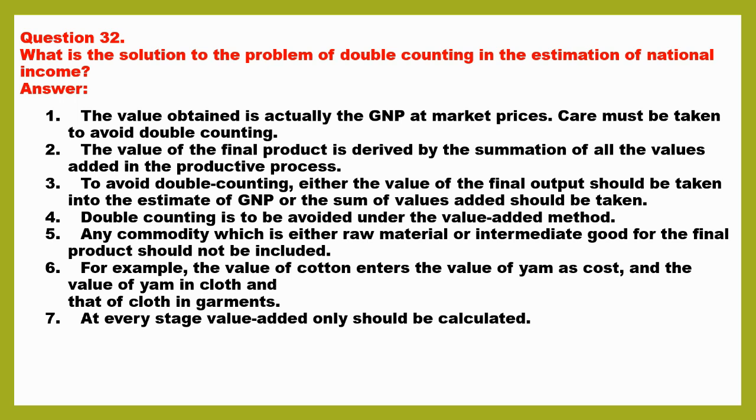Next question is, what is the solution to the problem of double counting in estimation of national income? So let's discuss. In the value obtained, actually the GNP at market price, care must be taken to avoid double counting. First, what is double counting? Any commodity which is either raw material or intermediate goods for the final production should not be included. For example, the value of cotton enters the value of yarn as cost.